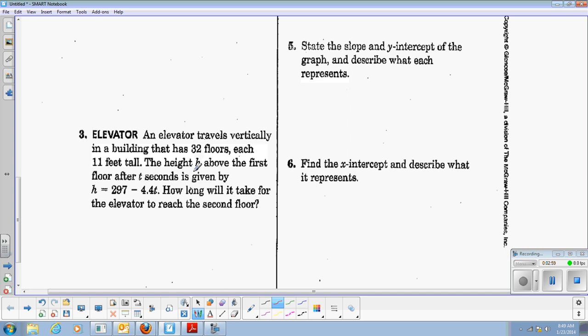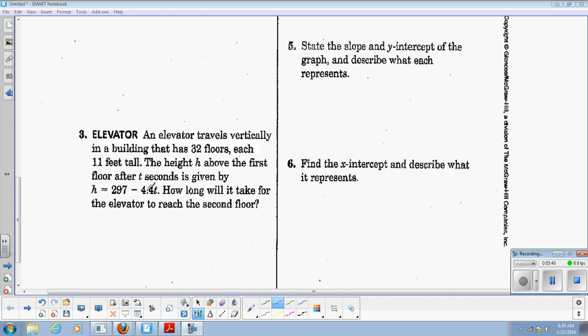Problem 3. An elevator travels vertically in a building that has 32 floors, each 11 feet tall. The height h above the first floor after t seconds is given by h, height, is what h stands for, equals 297 minus 4.4t. How long will it take for the elevator to reach the second floor? A key piece of information here is that this 297 is where the elevator is starting, minus, what does that mean? Where is the elevator going? Minus should tell you which direction it's going, whether it's up or down.